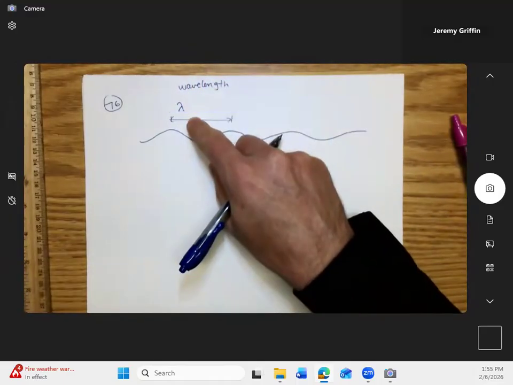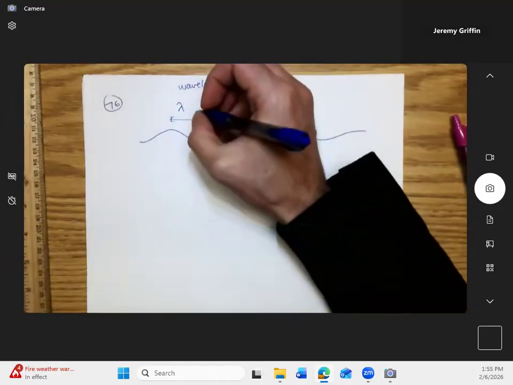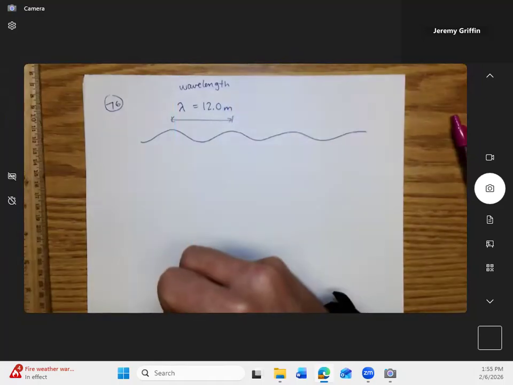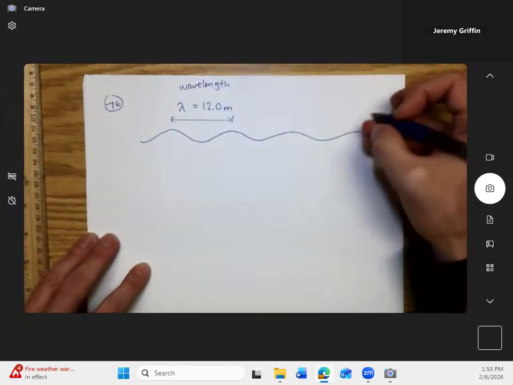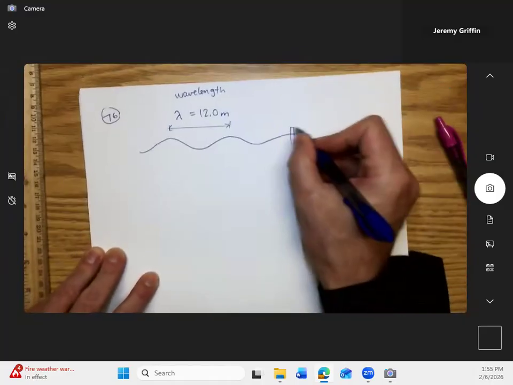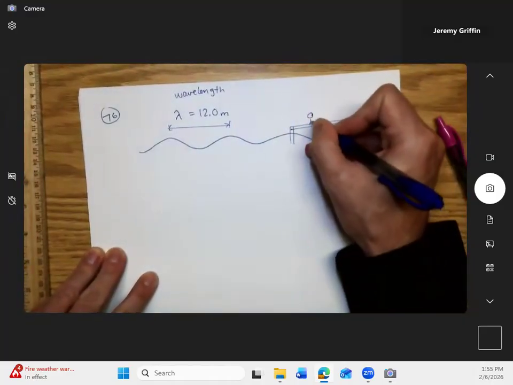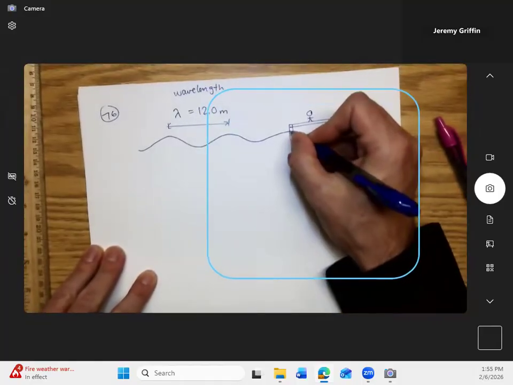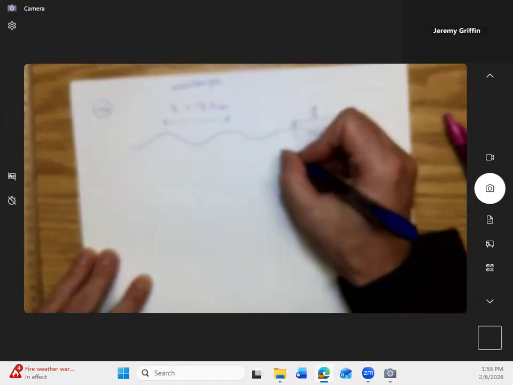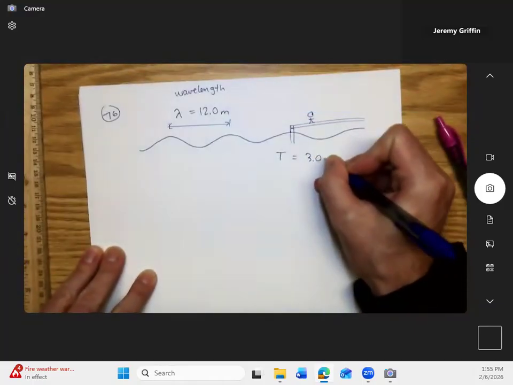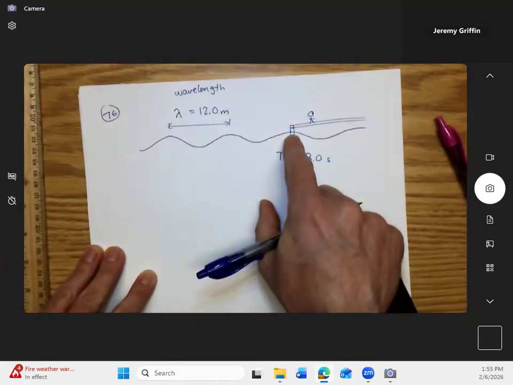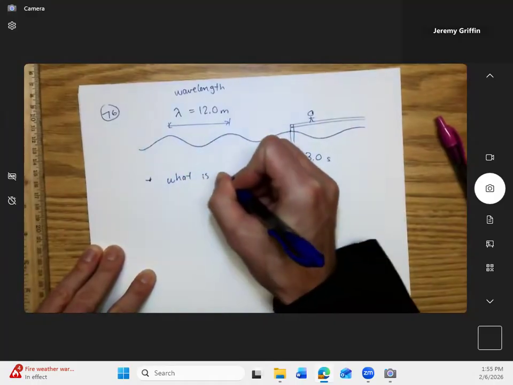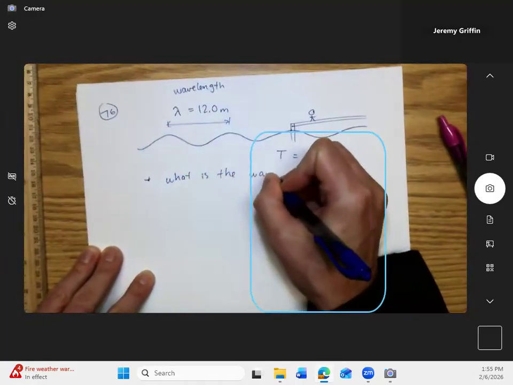Wavelength, lambda. It says from crest to crest is 12 meters, so 12.0 meters. Then let's say there's a dock right here, and we're walking along the dock, watching the waves crash and counting the amount of time it takes. The time period is 3 seconds between crashes, every 3 seconds. And the question is, what is the wave speed?